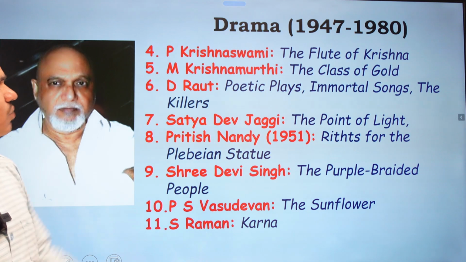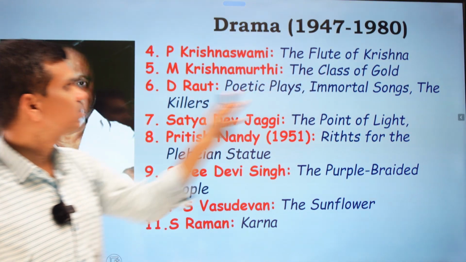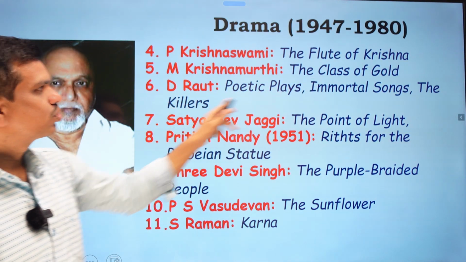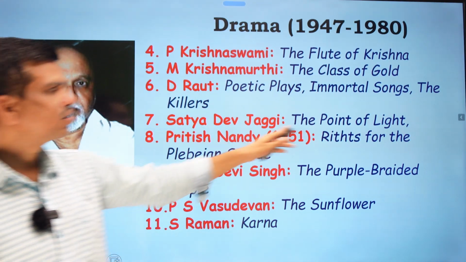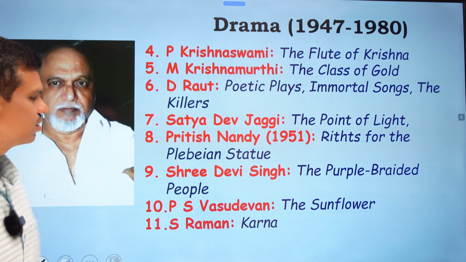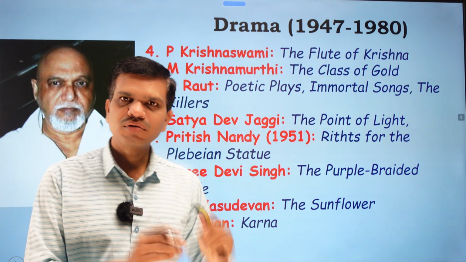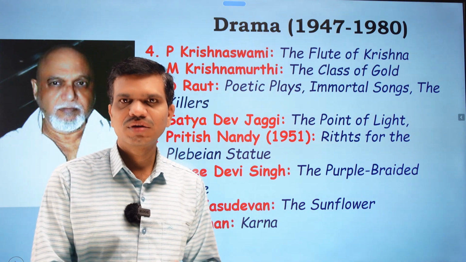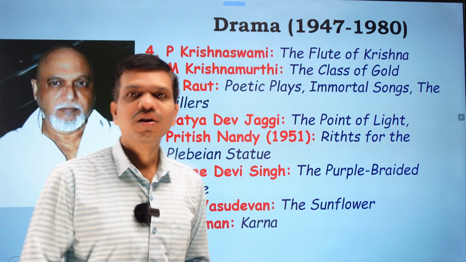Next we have number 4, P. Krishna Swami, and he composed The Flute of Krishna. Then we have M. Krishnamurthy, The Class of Gold. D. Raut, Poetic Plays, Immortal Songs and The Killers. Satyadev Jaggi, The Point of Light. Then we have Pritish Nandi. This is the picture of Pritish Nandi, and Pritish Nandi is a poet and dramatist. He also worked in Indian cinema or Bollywood, and he also has a career in filming.